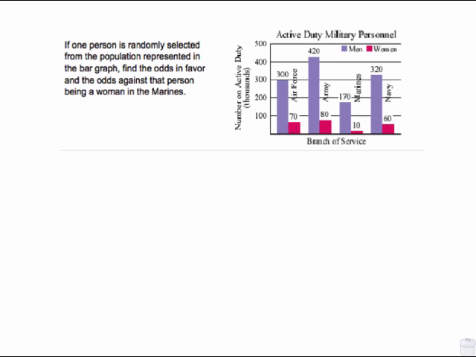If one person is randomly selected from the population represented in this bar graph, find the odds in favor and the odds against. Well, we'll just get the odds in favor first. So the odds in favor would be like this winning over losing idea. So we're going to win if a person is a woman in the Marines. Think about it that way. We win if we choose a woman in the Marines. Well, there's only 10 women in the Marines. This is the Marines section, and there's only 10 women.